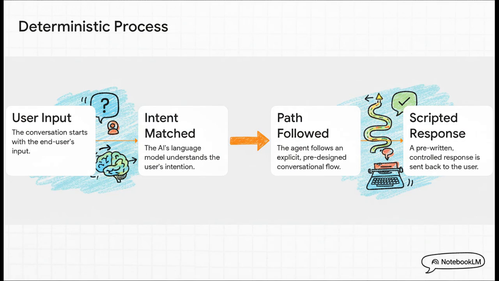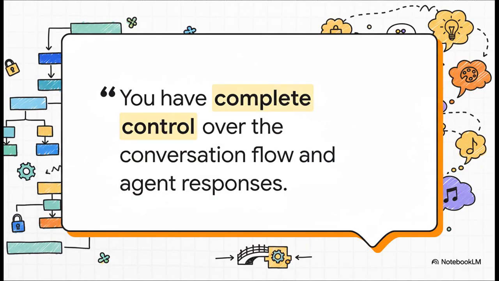So the process is super predictable, right? A user says something, the AI matches that to an intent you've already defined, and from that moment on, the agent is locked into this predefined path that you built, which leads to a scripted response you wrote. It's a clean, reliable, and totally repeatable system. And the crucial point here is that you have complete control. This is exactly what you want for scenarios where you absolutely, positively cannot risk the AI going off script. We're talking about things like processing a payment, giving a legal disclaimer, or walking someone through a really complex, regulated process. You need precision, and deterministic flows deliver that.